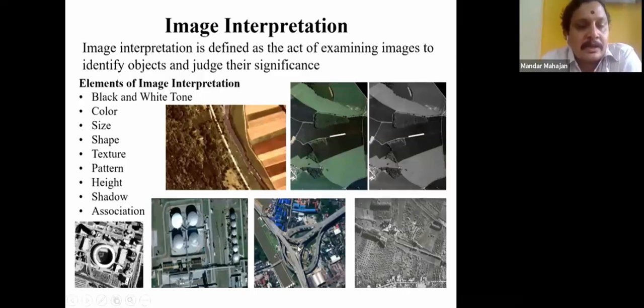Likewise, the texture will tell you the roughness or smoothness of the object. So how is it possible? Any two adjacent areas you can see here. This one can be a very rough texture, and here is the very smooth. Secondly, pattern: the very well planned you can see here, and here it is not well planned. So this is also the pattern. The height is one there, and the shadow we can see here.